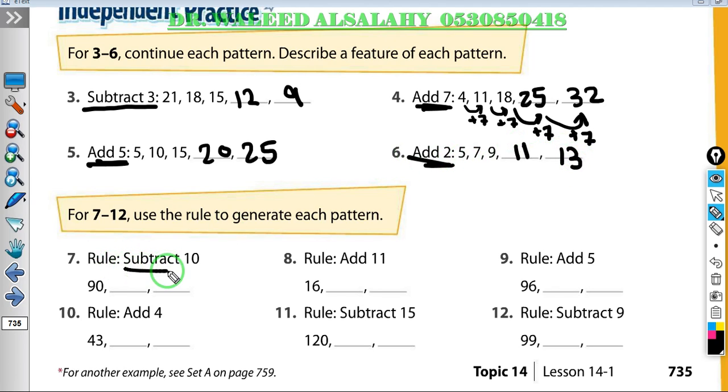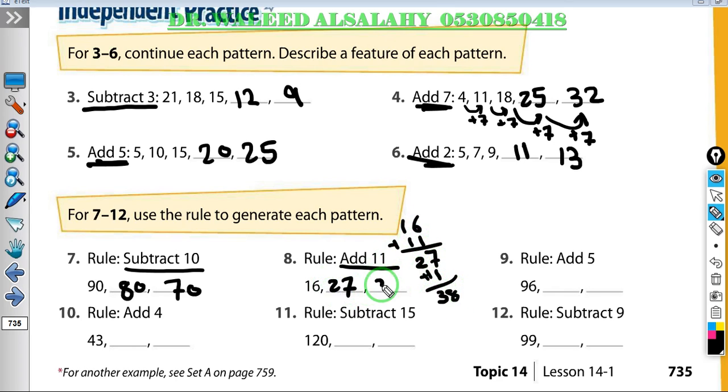The rule here is subtract 10. Subtract 10, so go back 10. 90, go back 10, it will be 80. Go back 10, it will be 70. So easy, teacher. He said add 11. 16 plus 11. You can add 16 plus 11. Here 7, here 2, 27. Add 11, so you can put plus 11 also. Here 8, here 3, 38.